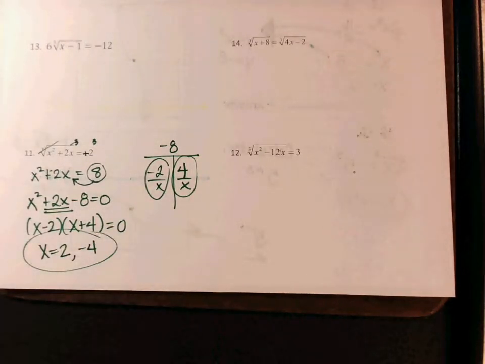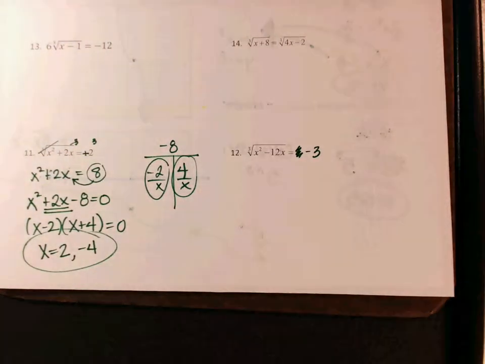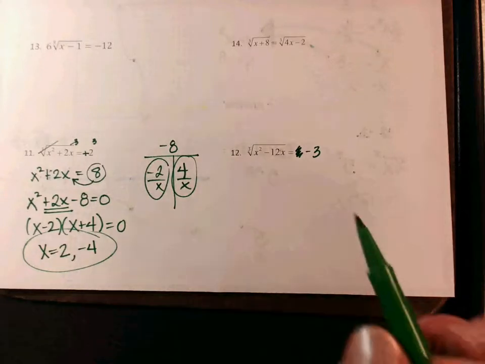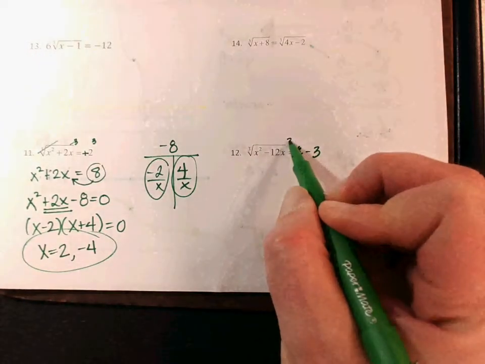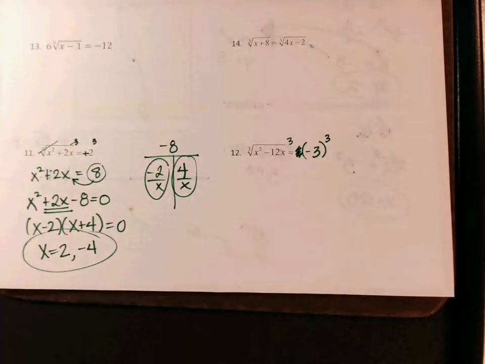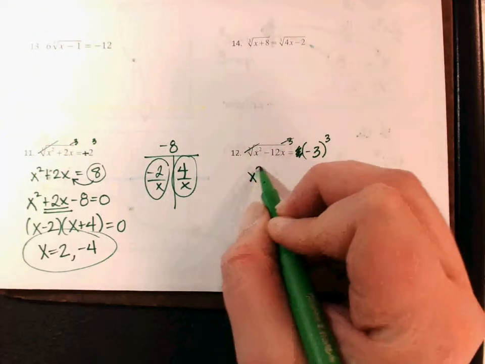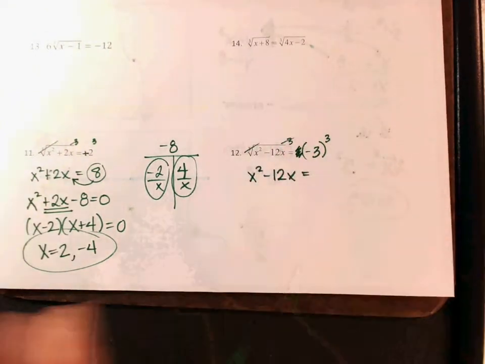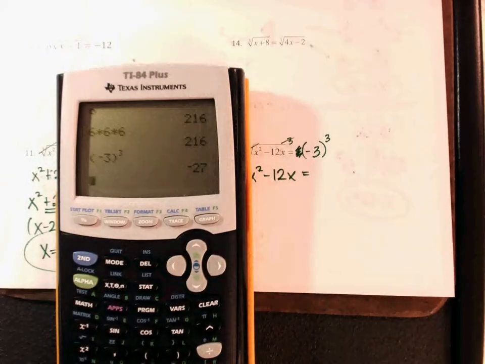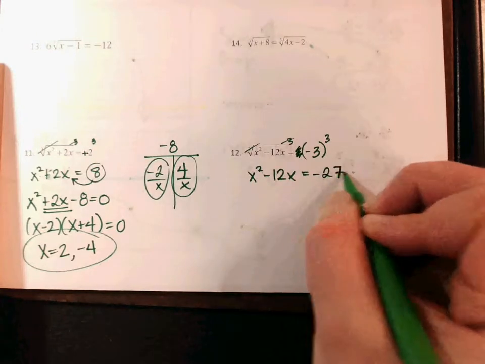Okay, take a look at number 12. This time I want you to put the negative back on the 3 for this one. So the signs on those were backwards. So the first step, what do I do? Cube it. And remember, on the negative, I want to include the parentheses. These guys are going to cross out. X squared minus 12x. And then when I do negative 3 cubed, it's negative 27.